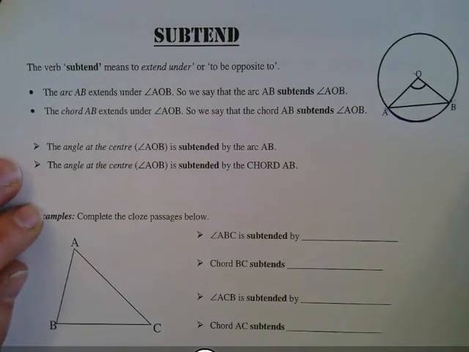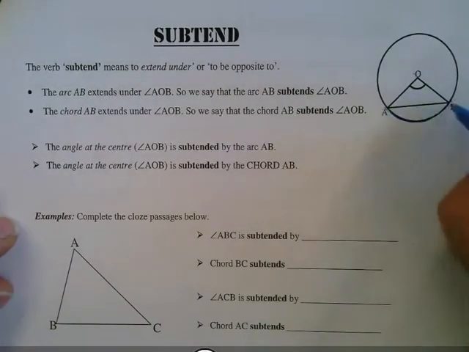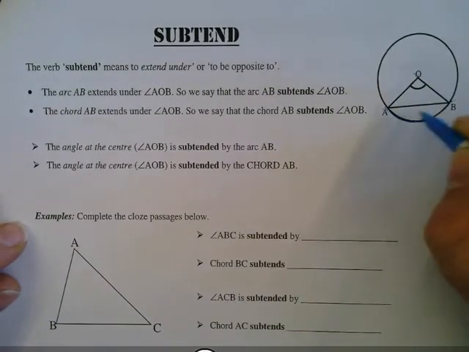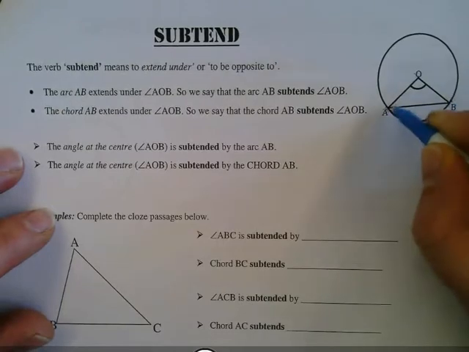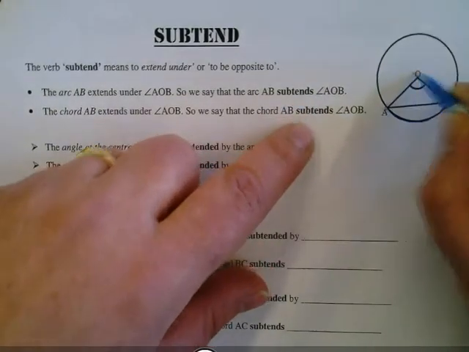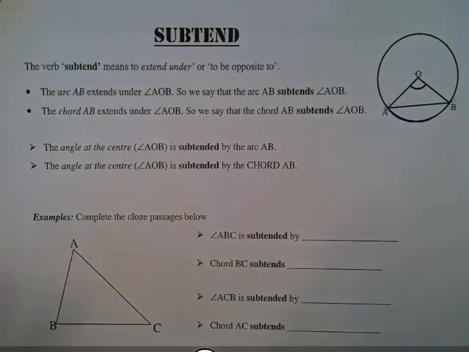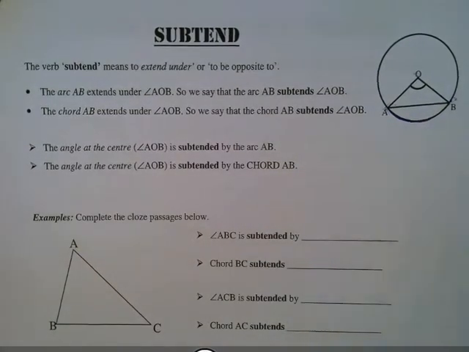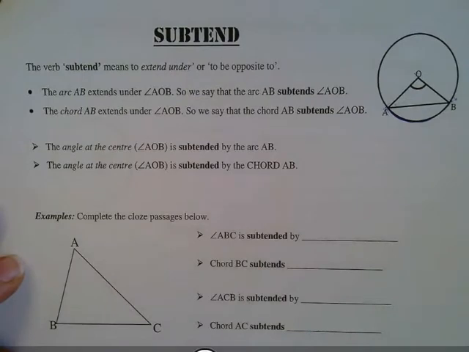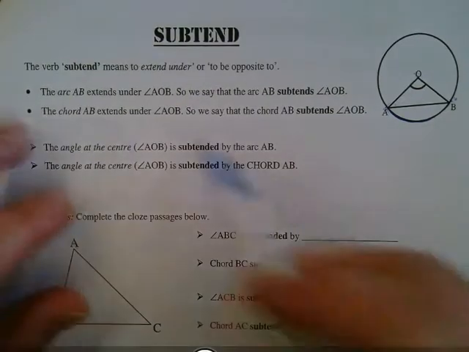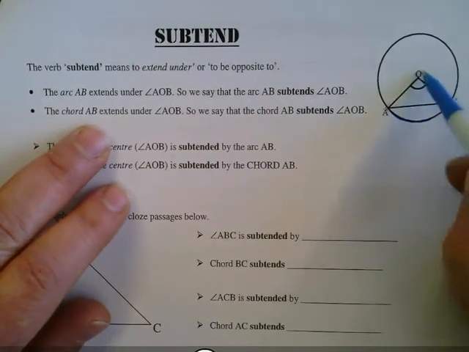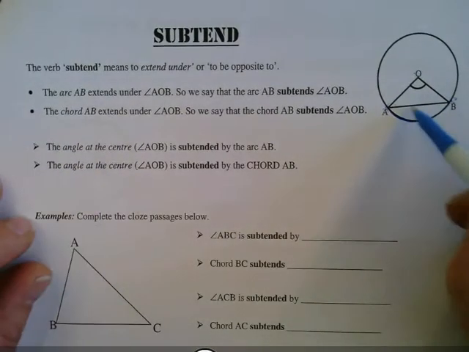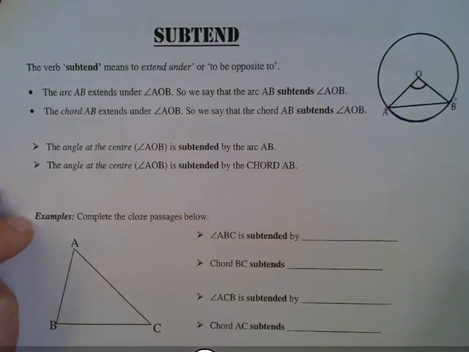That's what that means. Basically, the angle is formed from the endpoints of that arc. So we say that the arc AB subtends angle, that's the angle symbol, AOB. We can also say it about the chord. So when you're going from A to B, you can go along the arc AB, or you can go along the chord AB. So if you ever need to mention AB in one of your proofs, you need to say whether it's the chord AB or the arc AB. Okay, you can't just say AB anymore. The chord AB also extends under the angle AOB. So we say that the chord AB subtends angle AOB.